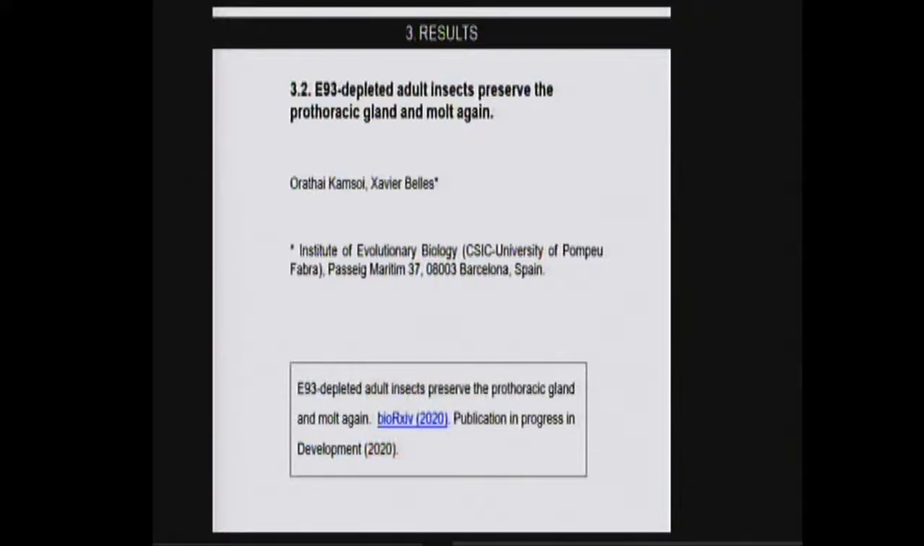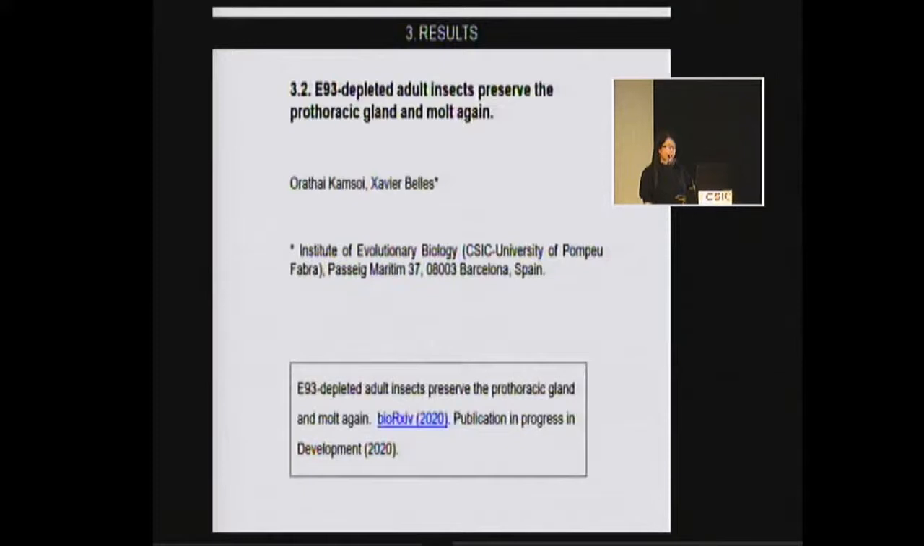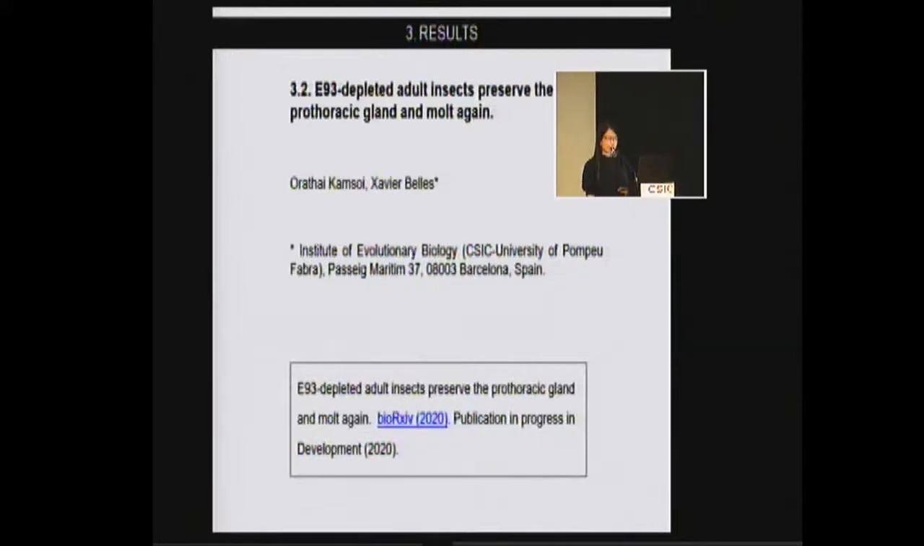So then, the second section of the results is about the role of E93. This result is now under review for publication in the journal Development. We just revised and resubmitted last month and hope it will be accepted soon.